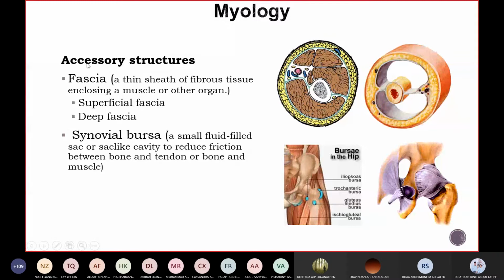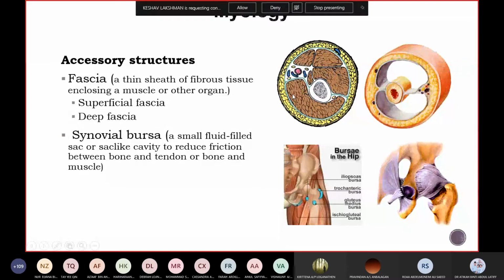And we have fascia, which is like a thin covering. Remember in bone we have the periosteum covering the bone. It's like a protective layer. So in muscle we have the fascia, which is deep and superficial fascia. So two layers of fascia covering the muscle.